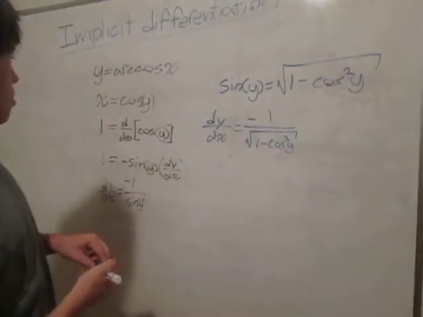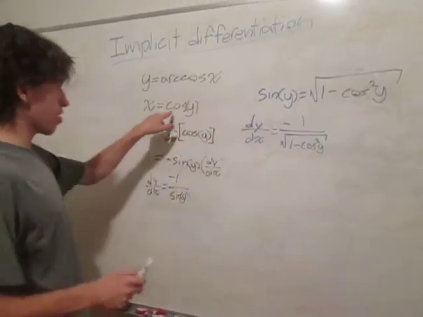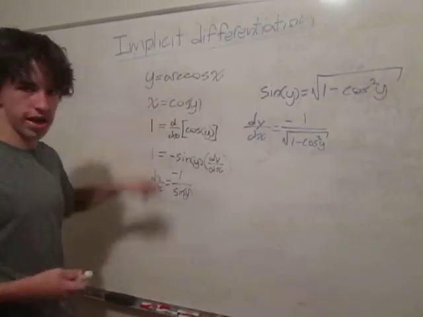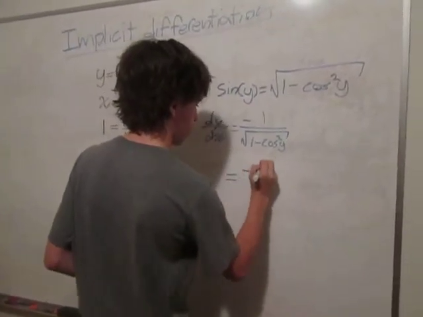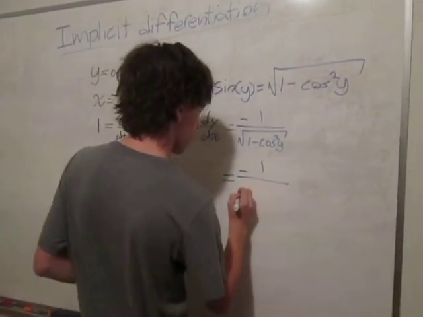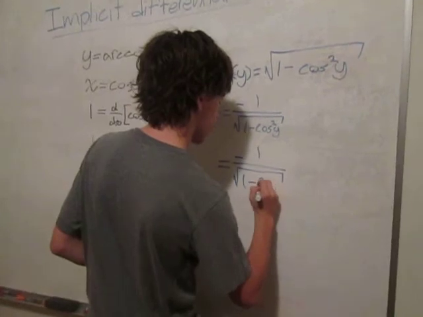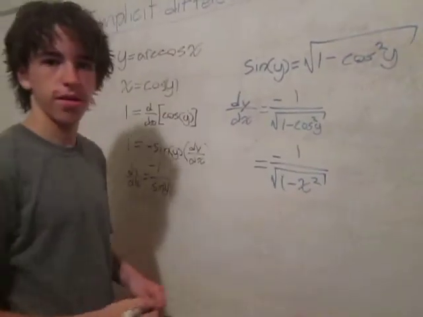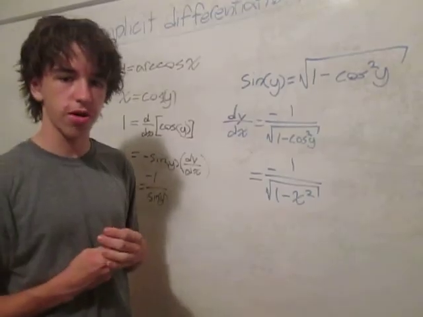Now what is the cosine squared of y? Well, the cosine of y is equal to x, so the cosine squared of y, if we square both sides, is equal to x squared. So this is equal to, and this is exciting, negative 1 over the square root of 1 minus x squared. That is the derivative of the function y is equal to the arc cosine of x.